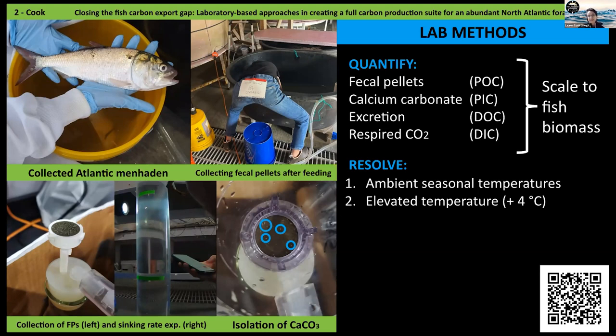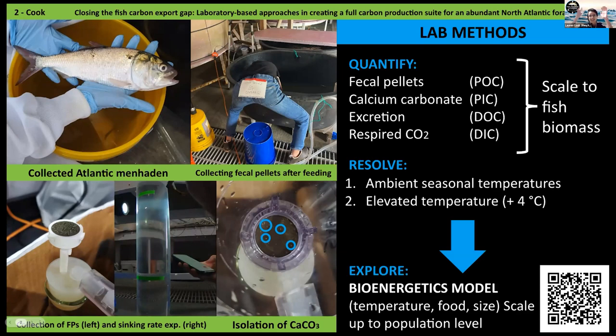Finally, the goal is to take that data and integrate it into a bioenergetics model that relates empirically temperature, food ration, and body size to carbon production, and then allows us to scale up the relationship between carbon production and all these parameters to the actual population of Atlantic menhaden as a whole.